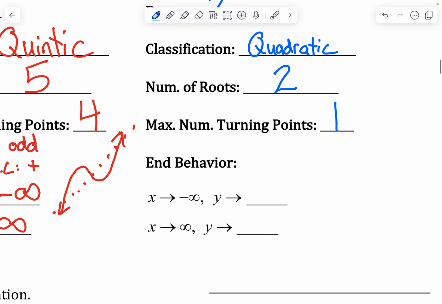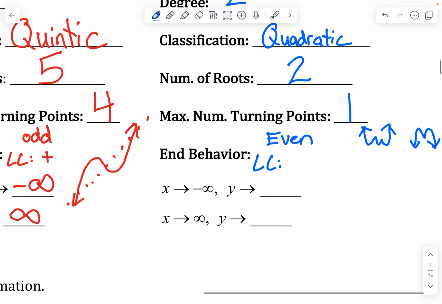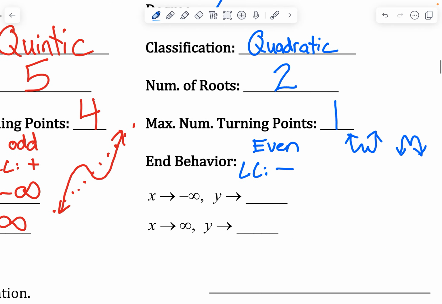And my end behavior this time, now it's even. So quick reminder with even. Even, guys, means that they're going in the same direction. Okay, so you could have both arrows going up or both arrows going down. And the leading coefficient tells you which direction it is. Now, my leading coefficient for this one is negative. So if they're both going up, that's going to be positive. If they're both going down, that's negative, which means that is the one I want.